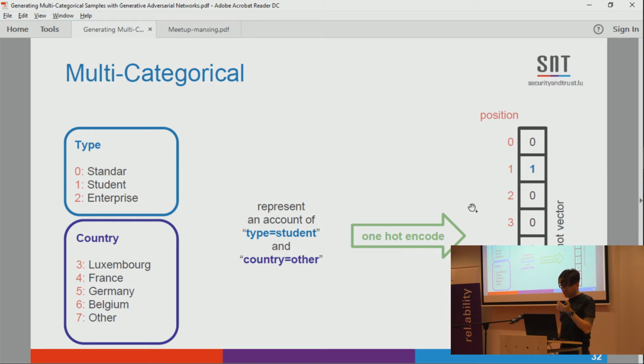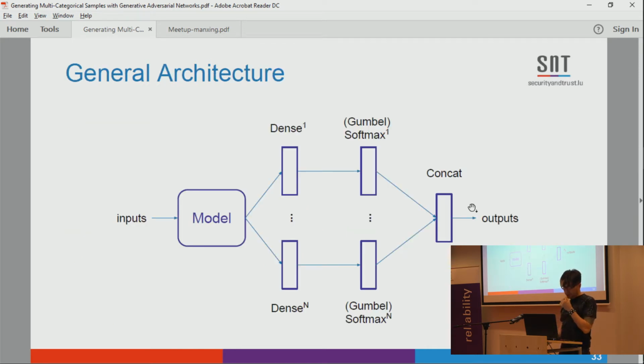That's why I was mentioning that with only one softmax or one Gumbel softmax, you cannot generate something like this. So we proposed this approach, which I will show how to apply, where some of the models will be modified like this. After the output of the model, we split into parallel layers, where each layer has the size of the categorical variable we want to work with. And then after applying either a softmax or a Gumbel softmax, we concatenate all the outputs and we get only one output.